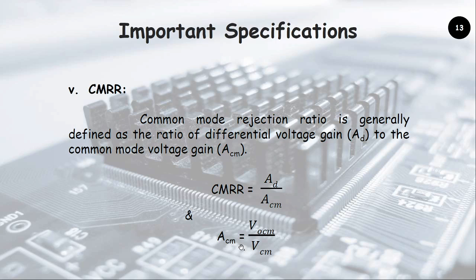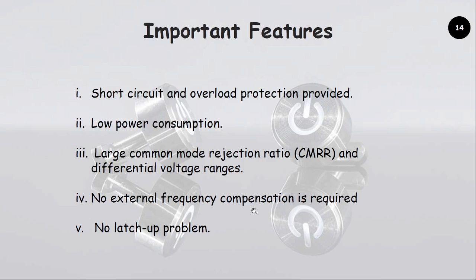Then CMRR, the common mode rejection ratio. It is generally defined as the ratio of the differential voltage gain AD to the common mode voltage gain ACM. That is AD divided by ACM. ACM is VOCM divided by VCM. We will deal with CMRR separately and see this concept in detail. That is the differential voltage gain to the common mode voltage gain. This is my CMRR.